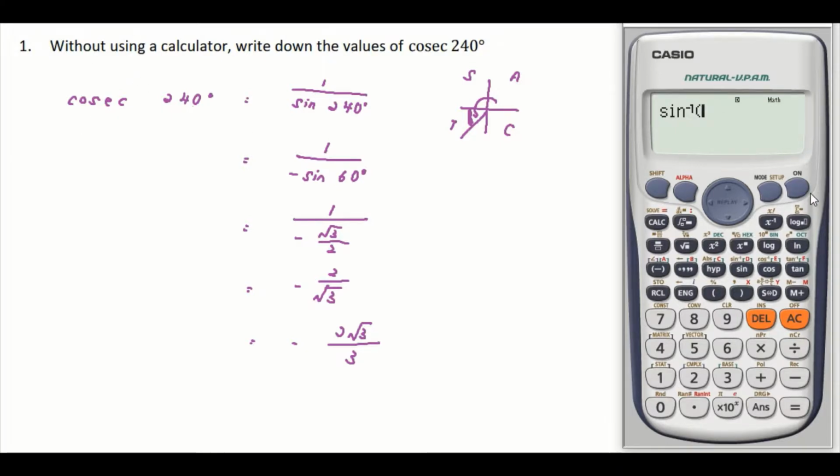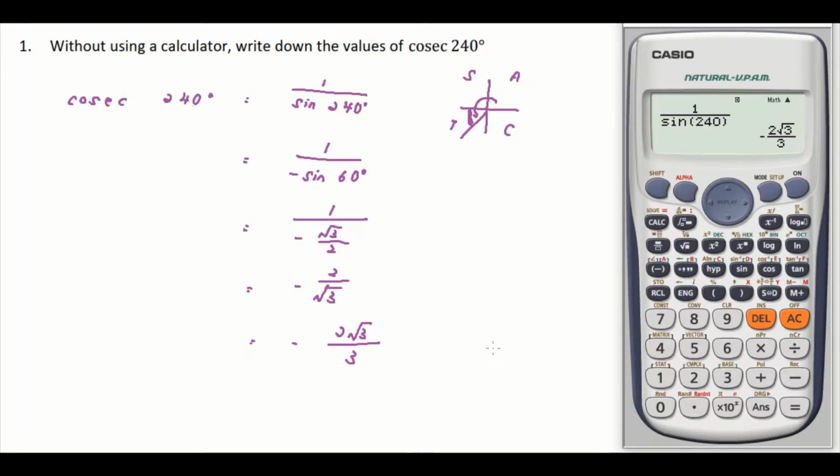In your calculator, there is no button that can straight away give you cosecant, secant, or cotangent. So what you need to do is change it into sine first, then only you can press. So 1 over sine 240. Okay, so equals, then you can check. You get exactly the same answer, so you know that you are correct.